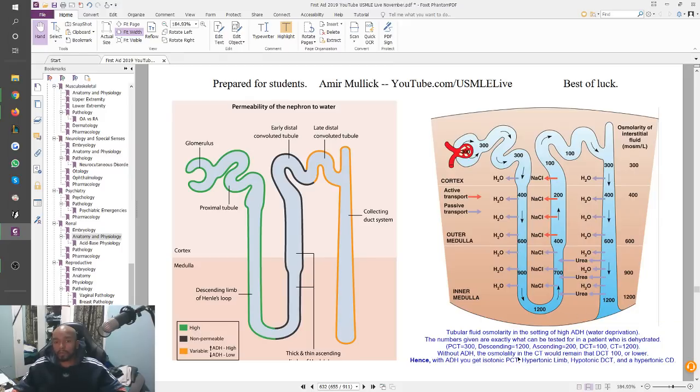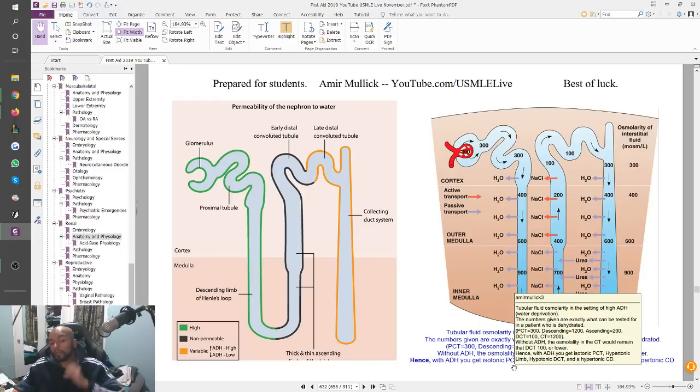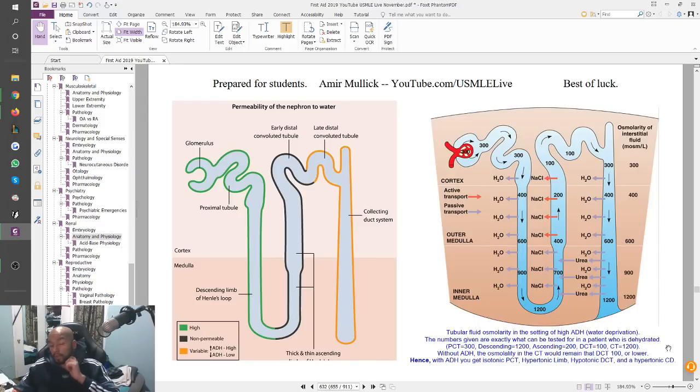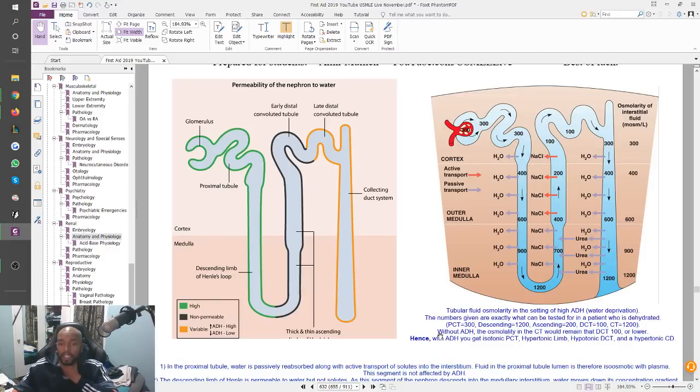Without ADH, the osmolality in the collecting tubule would remain the same as it was in the DCT, about 100 to 300, right? Hence, with ADH, you get isotonic PCT, right? So you need to remember these words in this order because it's pretty critical. So with ADH, you're going to have an isotonic PCT, right? This is isotonic. And then hypertonic limb is going to have high tonicity because you took all the water out. A hypotonic DCT because now you took all the solutes out. And then again, a hypertonic collecting tubule or collecting duct because you once again took all the water out, right?